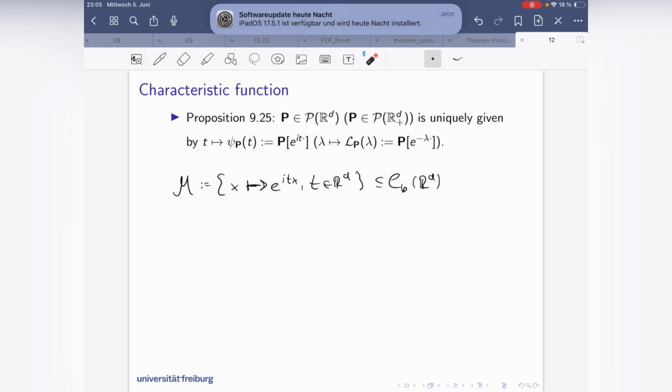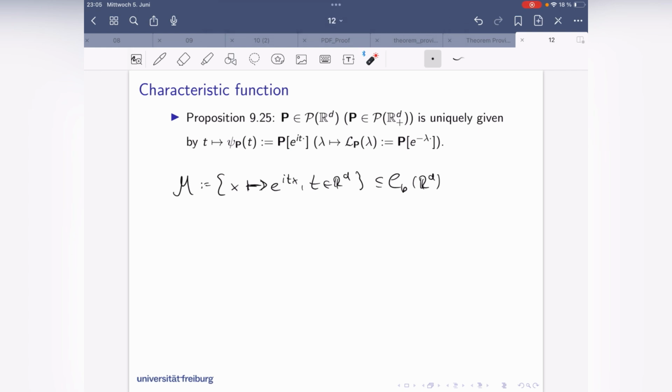Okay, great. And the same, by the way, holds for the Laplace transform. Like this here. You have the same argumentation, only the i here is missing. You also have everything that you need. So we now have shown that the characteristic function determines a probability measure uniquely.